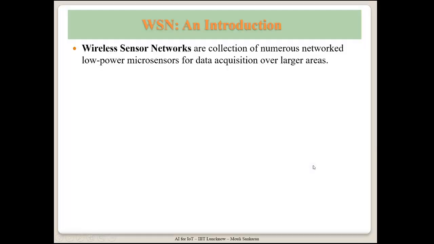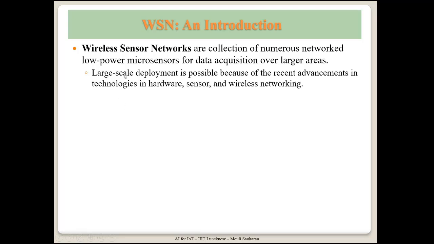Okay. Now, what is WSN? It's a collection of numerous networked low power microsensors for data acquisition over large areas. So we are interested in knowing what happens in a given area, maybe pretty large, and then sensors are literally dropped in this large area to collect information about what is happening there. So I'll tell you some use cases, scenarios where you can make sense out of this. But this is a collection of different sensors over a large area. And of course, they are all low power devices.